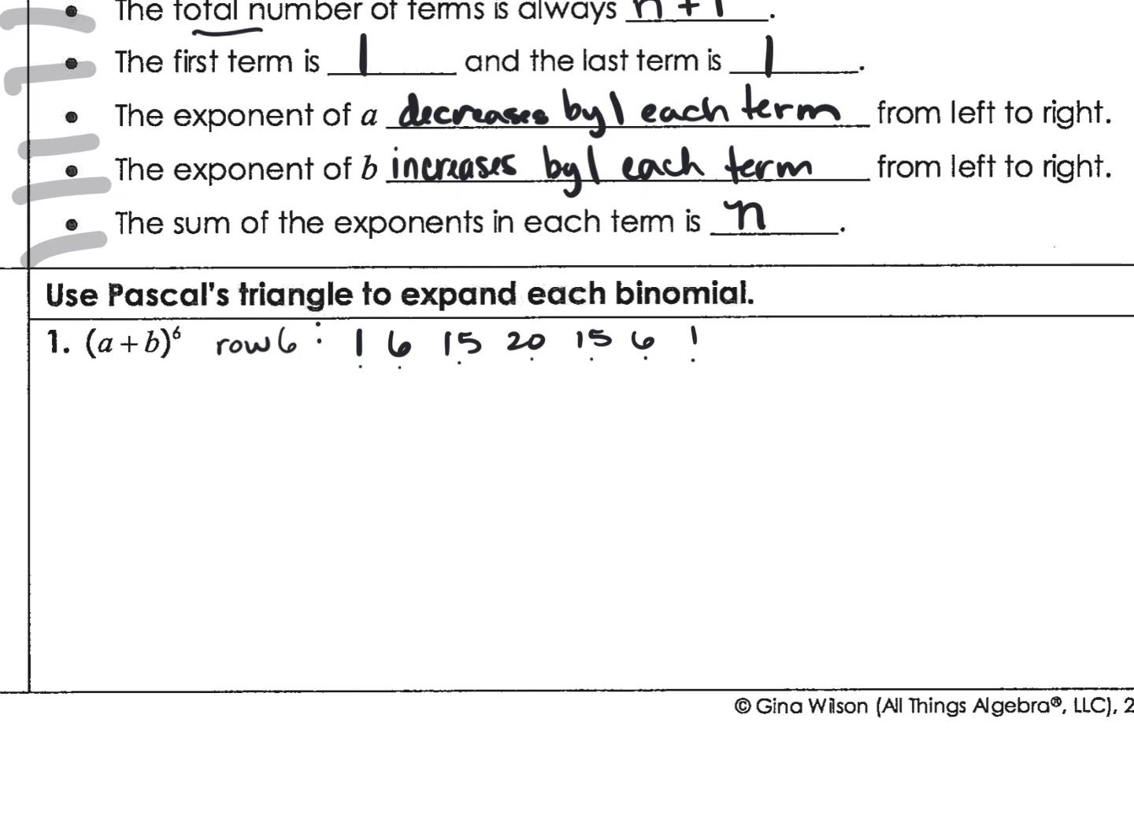So now we're going to employ our rule about our A's and B's. So I'm going to take this first 1, and then I'm going to start A at the highest power it can be. What's the highest power A can be? 6. So B starts at 0, doesn't it? Then I'm going to take my next coefficient, which is 6. A goes down to what? And B goes up to? Next coefficient is 15. A goes down to what? And B goes up to?